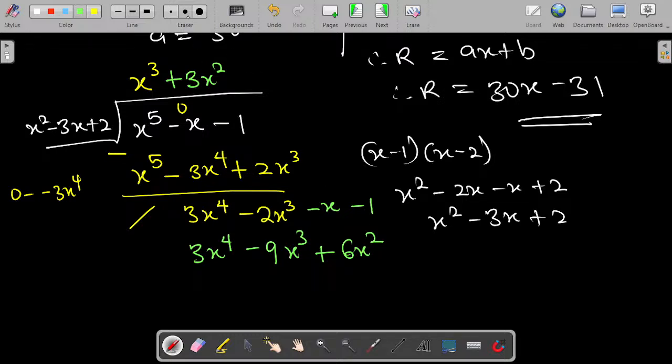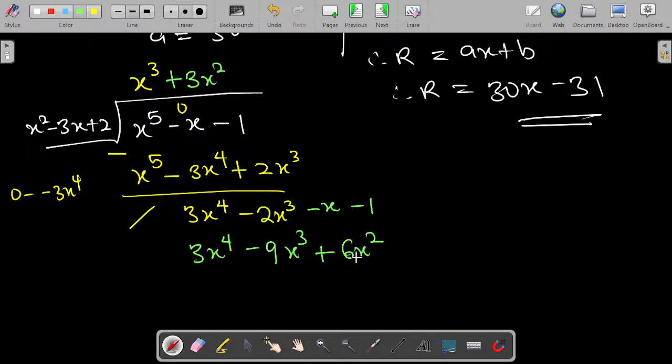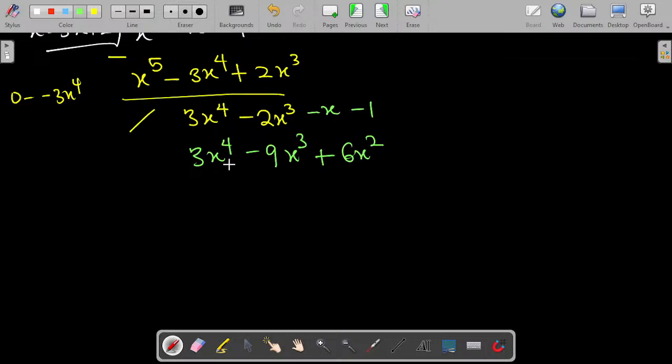Okay, let me remove this place. Okay, so here now you will subtract to check if there is any remainder. Is there any remainder? Let's see. So this will cancel out. Now minus 2 minus 9, minus 2 plus 9, which is equal to 7x raised to power 3.